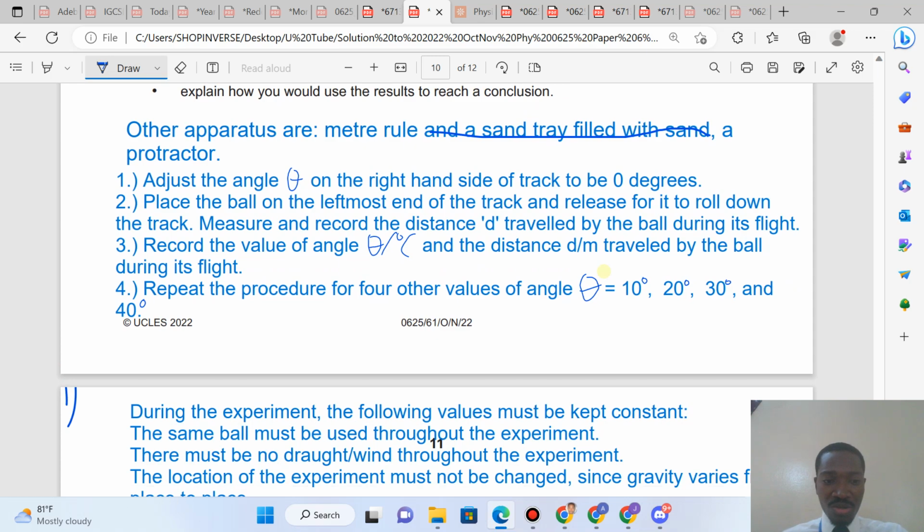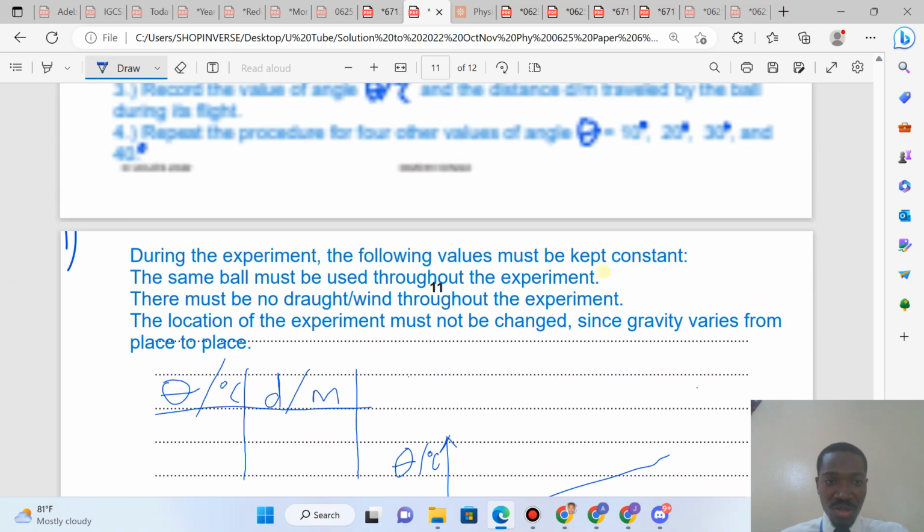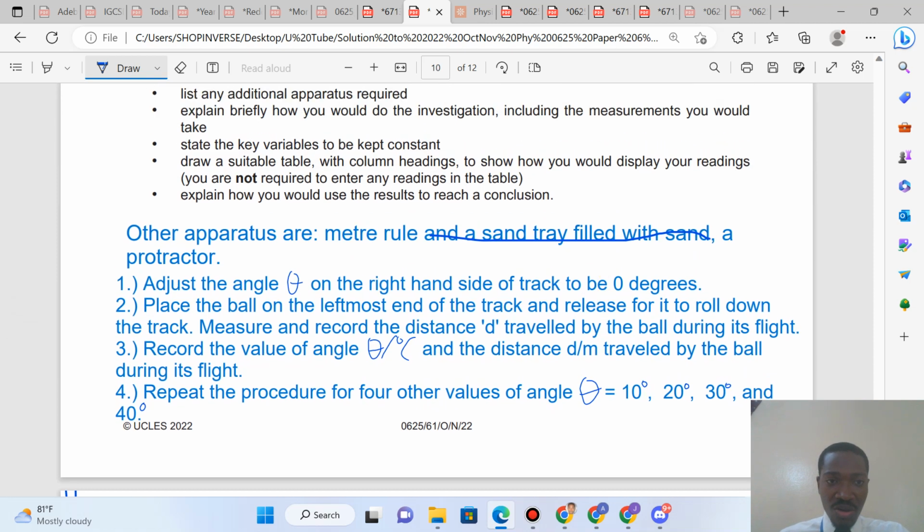What else do we do? Let's go straight to the next question. So that is clear. Okay, so what next will you do? Draw a suitable table with column headings to show how you would display your readings. You are not allowed to enter any readings.